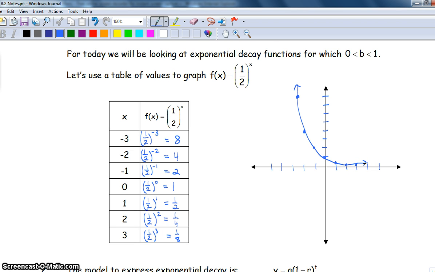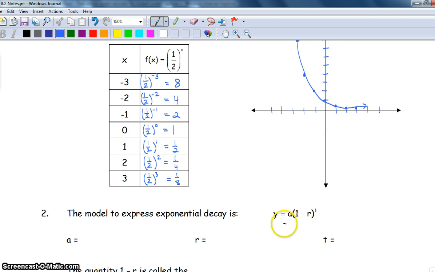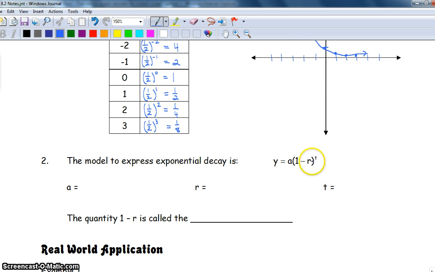With our exponential growth model, it went in this direction. As our numbers increased, it exponentially got larger and larger and larger. This one, as our numbers increase, our values are getting smaller and smaller. It's decaying. And the decay model is y equals a times the quantity 1 minus r, all raised to the t power. You should notice that that looks extremely similar to your exponential growth. The only difference is instead of a plus r, it's a minus r.